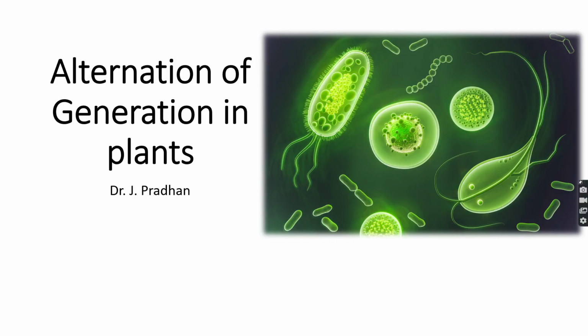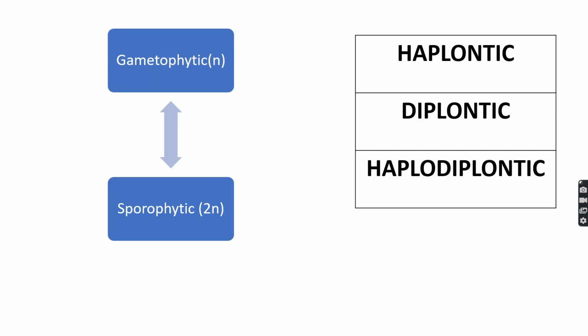Today we are going to understand the concept of alternation of generation in plants, or we can say in the plant kingdom. Okay, let's start. So before digging into the topic, let's understand the two phases of plant life cycle. Okay, so plants complete their life cycle in two phases or two types of body.